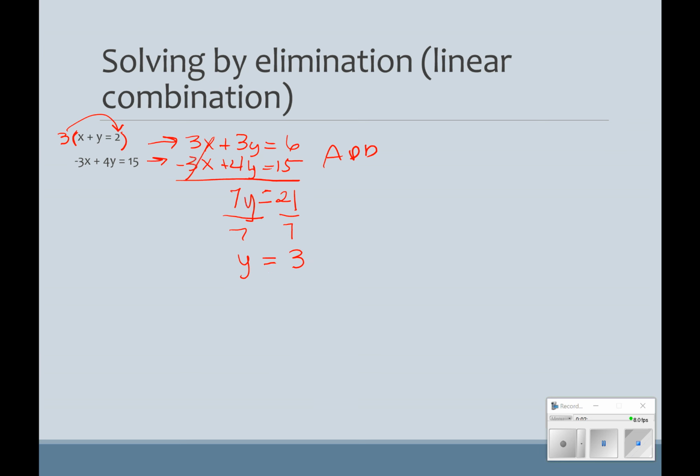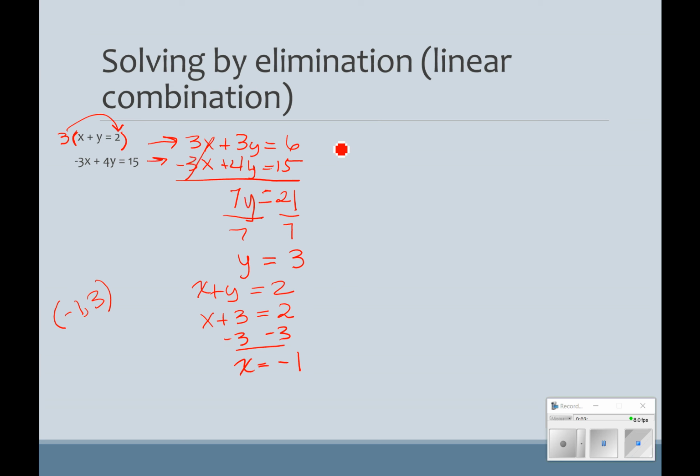Okay. Now that I have a value for y, I'm going to substitute that value into either of the original equations. And I'm going to put it into the first one, which was x plus y equals 2. So x plus 3 equals 2. And if I subtract 3 from both sides, x is going to equal negative 1. So my ordered pair is going to be negative 1, 3. So that's my answer.